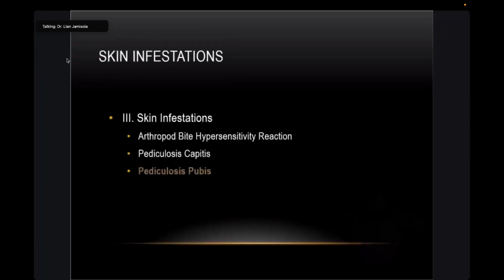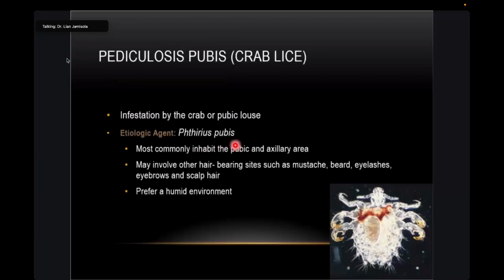Okay, next is your pediculosis pubis. So this is caused by Phthirus pubis, your crab or pubic louse. So in its name, saan siya nakatira, not in your head, but in the genital area, no? Your pubic hair. Okay, so it prefers a humid environment. So other hair-bearing areas aside from the pubic are your axillary area, mustache, beard, eyelash, eyebrows. It can also inhabit your scalp, pero rare, mas common yung isa, yung pediculosis capitis.